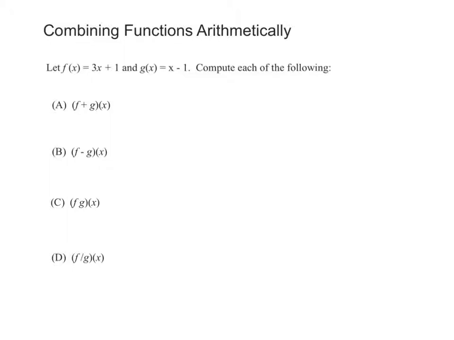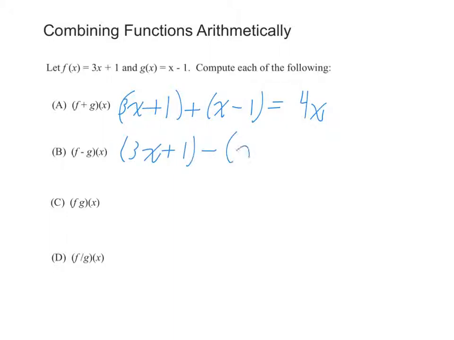So 3x plus 1 plus x minus 1 simplifies to 4x. For subtraction, do the same thing, except we're going to be subtracting the two functions. 3x plus 1 minus x minus 1.